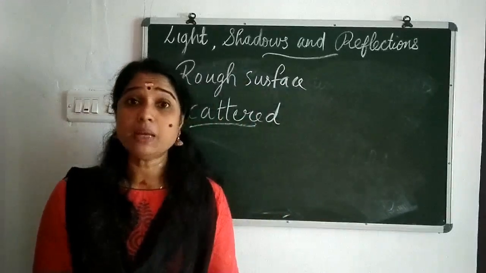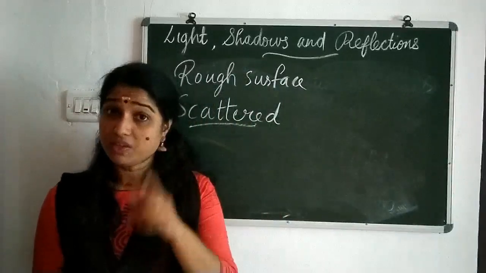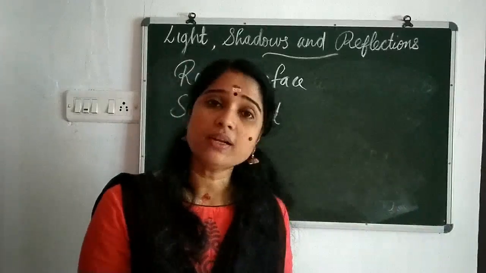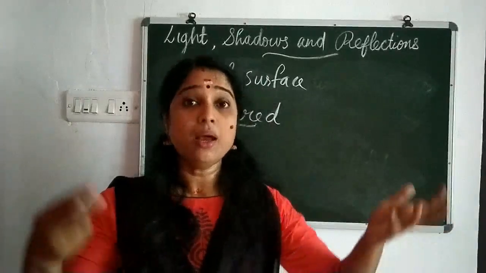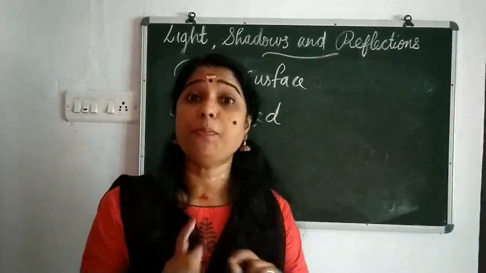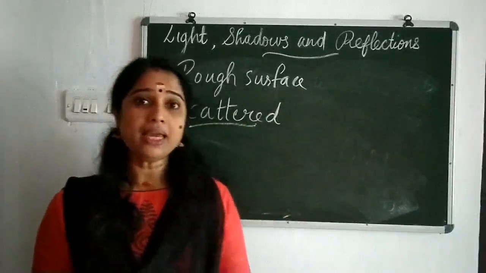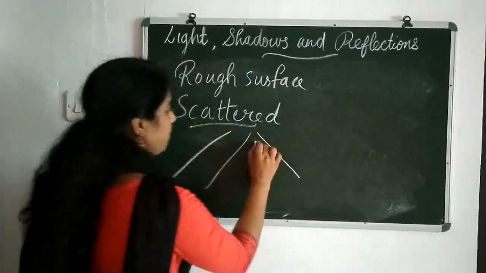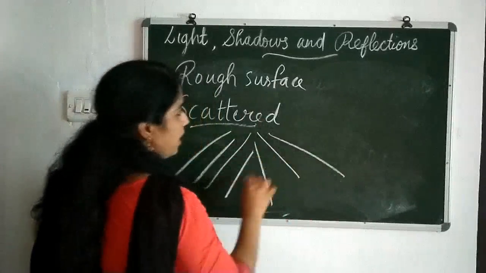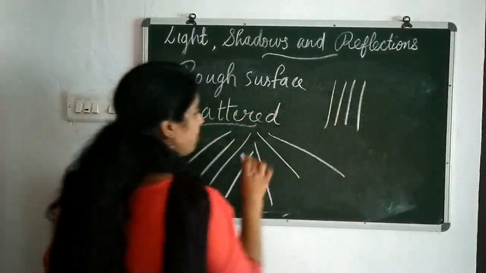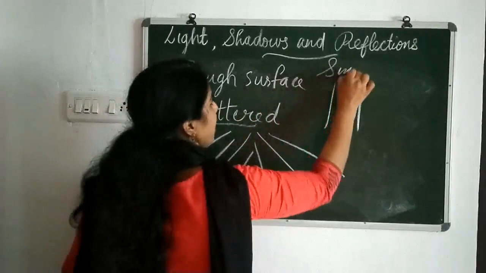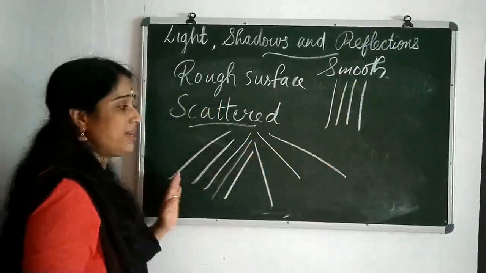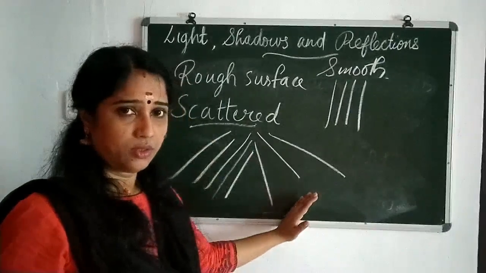Otherwise, we would have seen our image on the rough surface. A rough surface does not form an image, because when the light falls on it, it gets reflected, but the reflection will not be in a parallel manner, it will be in a scattered manner. Scattered means what? The reflection of the light will be like this. Parallel will be like this only. Here, on a smooth surface, it will be parallel. But in the case of a rough surface, it will be scattered like this. This is very easy.